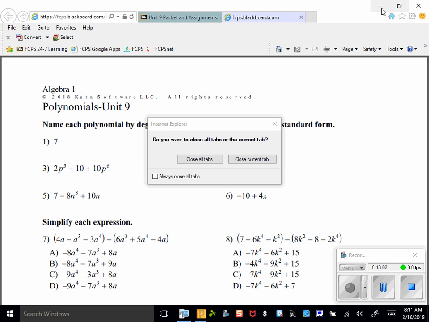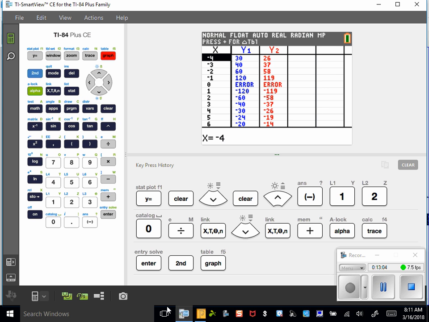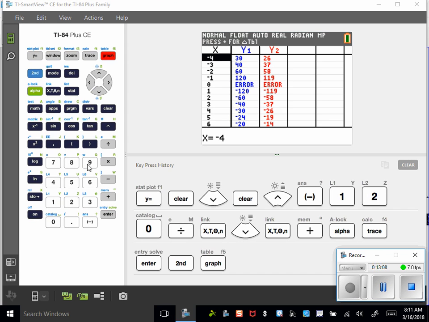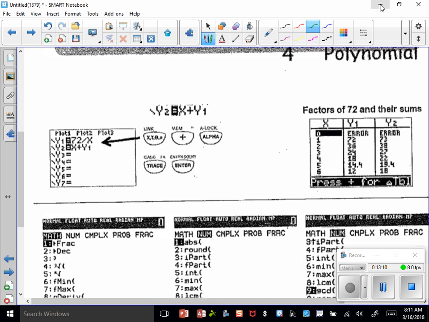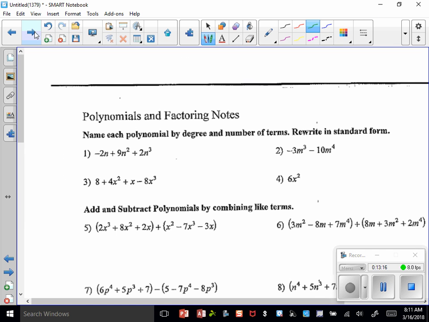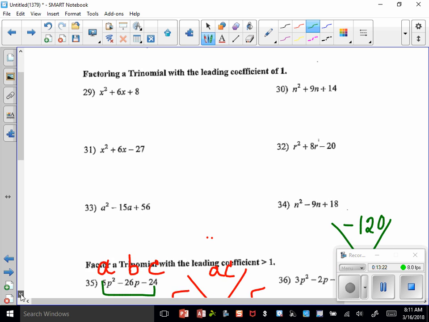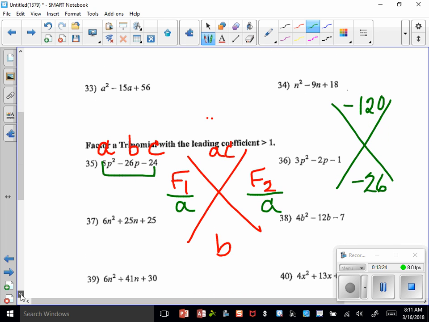Actually, that's not it. All right, let me find my correct worksheet here. Here we go. Okay.